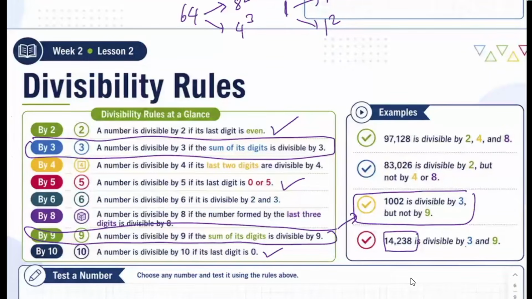What about this guy? 14,238. It's divisible by 3 and 9. Why? Because 1 plus 4 plus 2 plus 3 plus 8, it should be what? 18, right? That is going to be a multiple of 9. That's good.